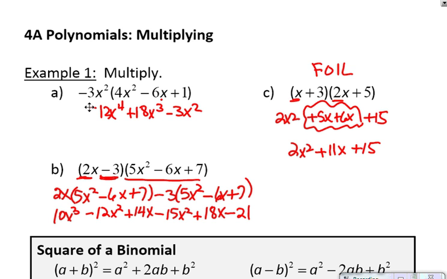Now when I combine like terms, I have the 10x cubed, no like term there, but I have negative 12x squared and a minus 15x squared, which is minus 27x squared. Then 14x plus 18x gives me plus 32x, and then minus 21.